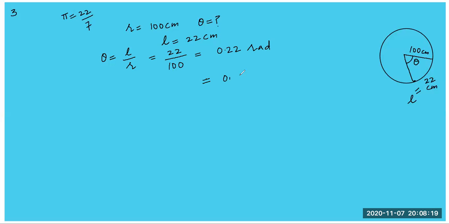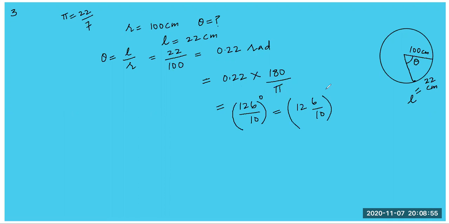So can you convert this into degrees? Radian to degree, multiply by 180 by pi. When you do 180 by pi, it will come out to be 12 6 by 10 degrees. Please do the calculation, don't leave the calculation. See the video again and do it. Calculation part I won't speak much about, because that is your job. My job is to give you concepts, otherwise our time will be wasted in calculations.